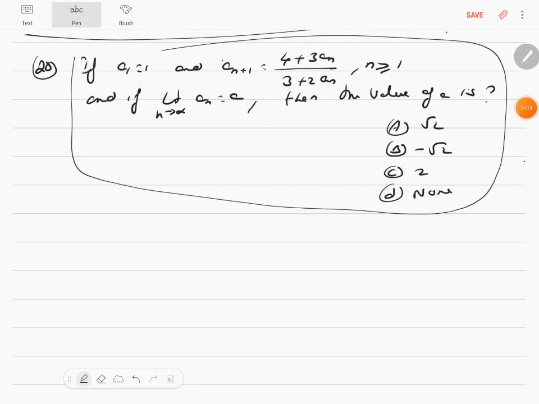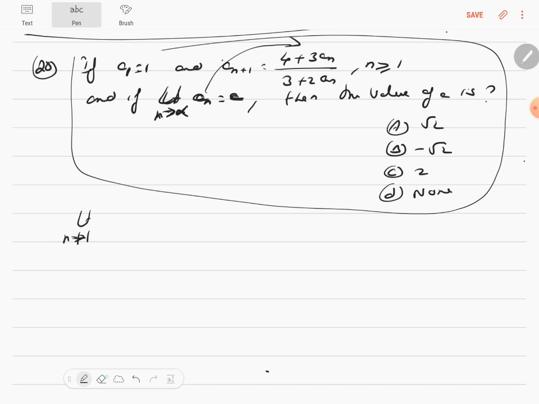Let's try this question. They have given a1 is equal to 1, a(n+1) is equal to (4 plus 3an) by (3 plus 2an), where n is greater than or equal to 1. And limit of n tends to infinity, an is equal to a. That gives me an idea that I can put this here and therefore do the sum for limit of n plus 1 tends to infinity. If n is tending to infinity, obviously n plus 1 will also tend to infinity.